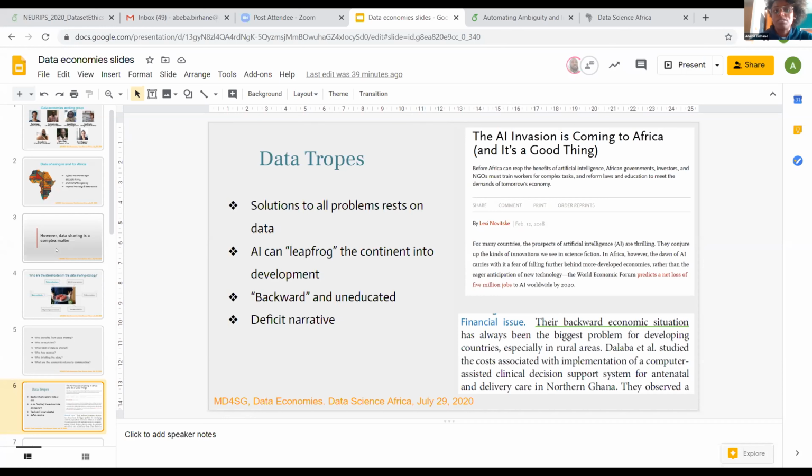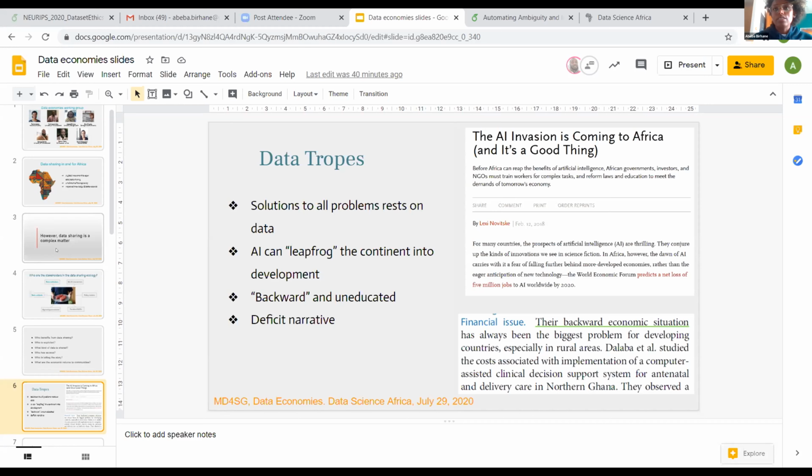You also have something like, can AI leapfrog the continent into development? It's almost seen as a magic wand. But also within the data sharing narrative, you have stereotypes such as lack of data sharing, or problems that arise with data sharing, come from backwardness of the people, or because they are uneducated. That kind of stuff we try to push against.